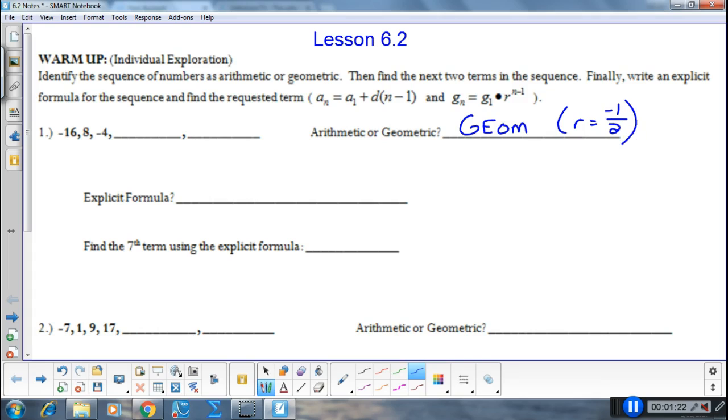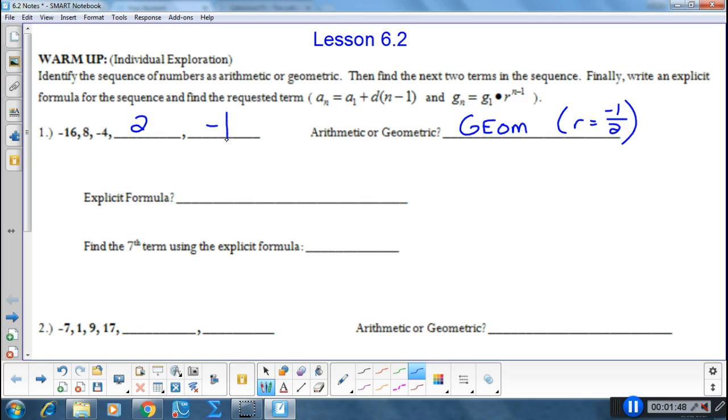Okay. So then we can figure out, now that we know what our r is, we're multiplying by negative 1/2 every time. So let's find the next two terms. So negative 4 times negative 1/2 is 2. 2 times negative 1/2 is negative 1.